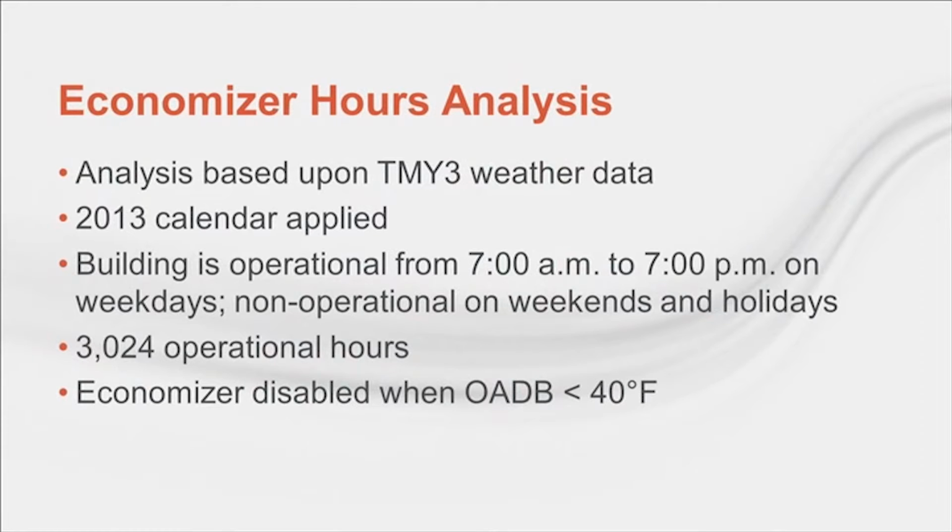For this analysis, we needed to determine operational hours, when the building would be occupied and when the system operates. So we assumed an office building that is operational on weekdays from 7 a.m. to 7 p.m. These assumptions yielded 3,024 operational hours per year, or about a third of the year. Based upon that, we were able to determine which hours an Airside Economizer could be used.